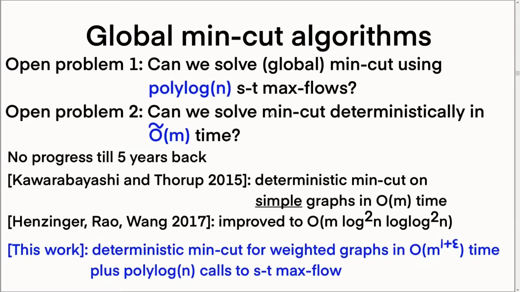So we partially resolve open problem 2. We make progress, but it's not at near linear time yet. And for problem 1, we essentially resolve this problem, showing that the global min-cut problem is no harder than the s-t max flow problem.